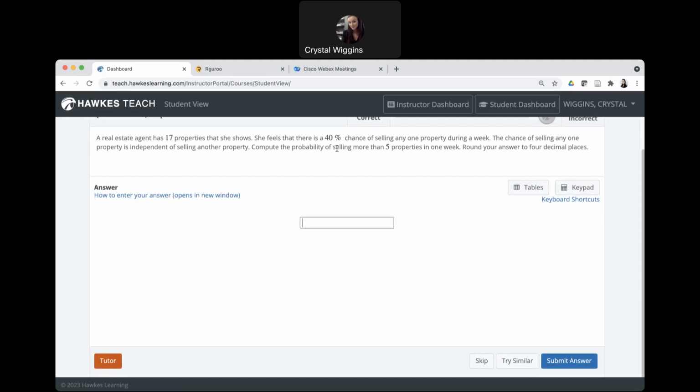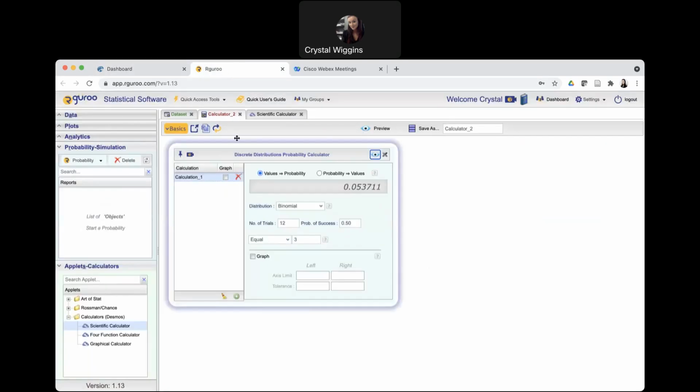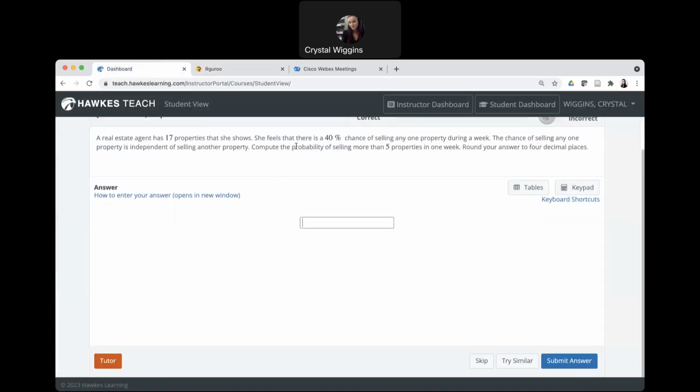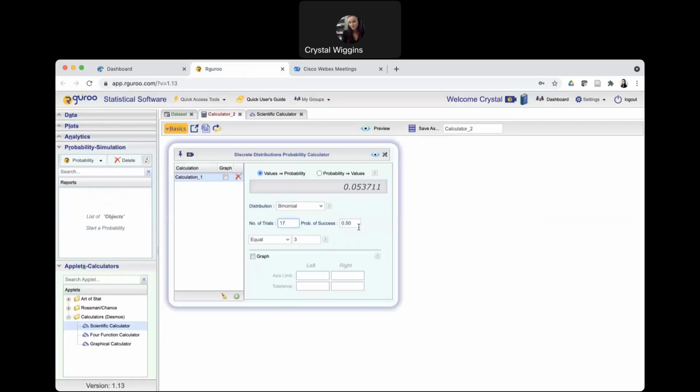All right, let's go ahead and complete this problem to finish this up. So first off, we take a look at what is the number of trials, and that would be the total of 17 properties. So in my calculator, I'm going to change my number of trials to 17. And then again, I'm going to say, what is the mode of my calculator? It asked me to compute a probability, so I'll make sure my mode is pointing to probability. And it's focused on selling. So my probability of success of selling is paired up here. That's 40%. Let's change that.